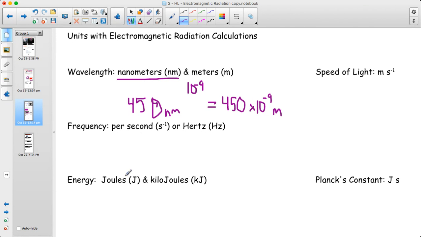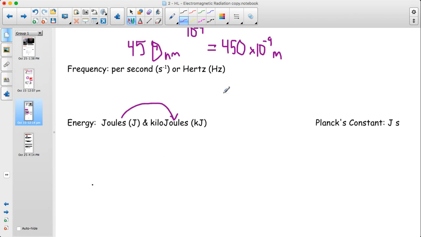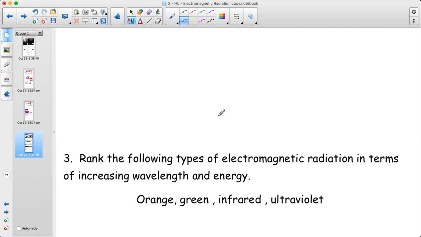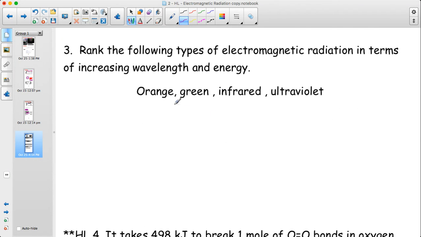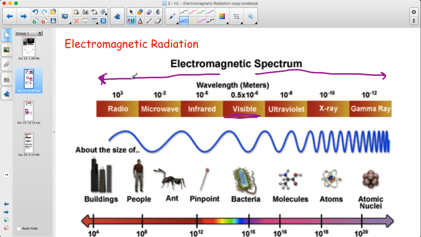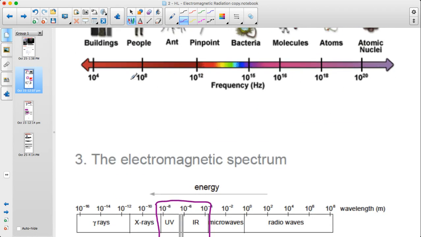So a quick conversion: you should know how to go between joules and kilojoules, dividing by 1,000. And if you can do this simple stuff, then you can use the equations. There are a couple practice questions here that we can try in class, including paper 1 style questions where you need to rank things. But yeah, that is the extent of what you need to know for electromagnetic radiation.